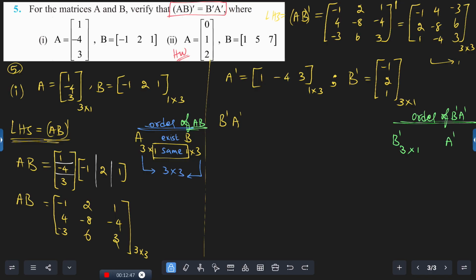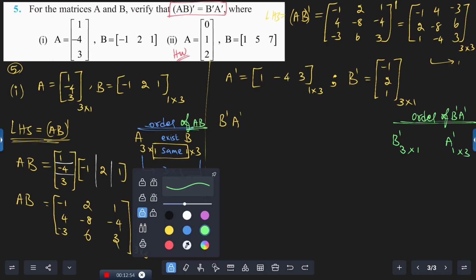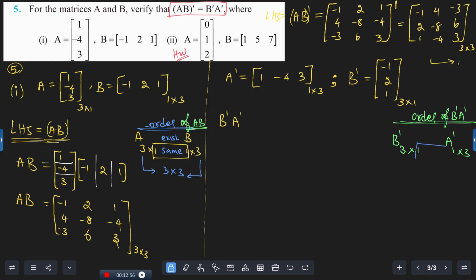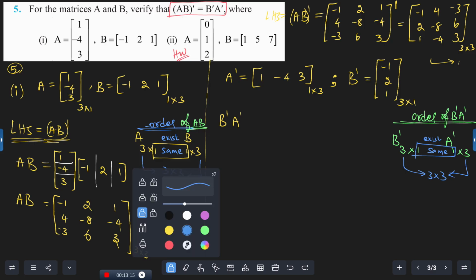Like that, the A dash order, what is that? 1 by 3. So it must be the same, right? Row and column must match. Now what can we say? It will exist. The product exists. After it exists, what is the answer you will get? 3, and this 3 will come here. So the order exists and the answer comes as a 3 by 3 matrix. So we have to say the product exists.